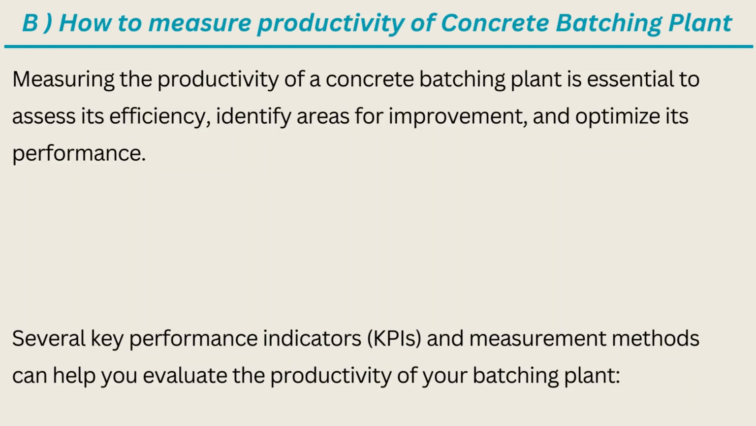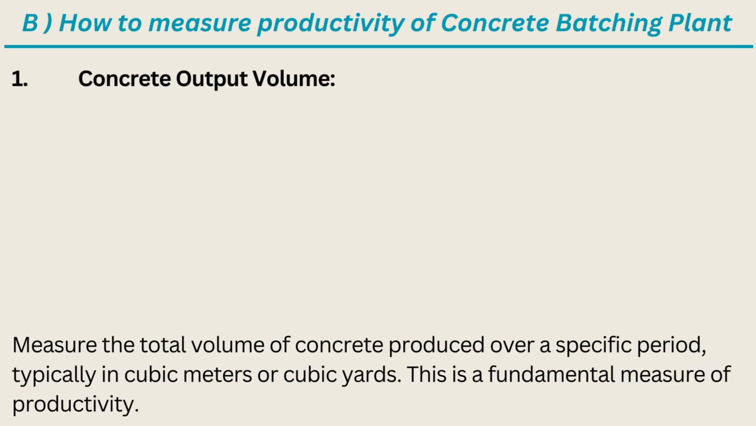B. How to measure productivity of concrete batching plant. Measuring the productivity of a concrete batching plant is essential to assess its efficiency, identify areas for improvement, and optimize its performance. Several key performance indicators, KPIs, and measurement methods can help you evaluate the productivity of your batching plant. 1. Concrete output volume. Measure the total volume of concrete produced over a specific period, typically in cubic meters or cubic yards. This is a fundamental measure of productivity.